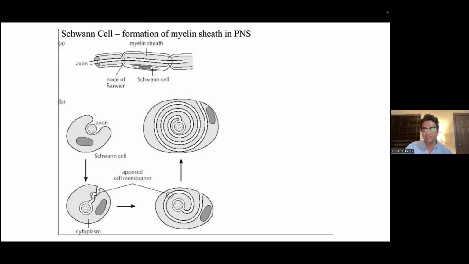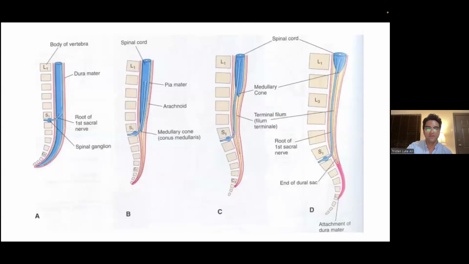This is a quick representation of what we just discussed. As we can see here, basically the wraparound of these membranes encapsulating that central core. This shows the different positions of the vertebra and spinal cord, A being at 8 weeks, B at 24 weeks, C at the time of birth, and D as in a regular adult.